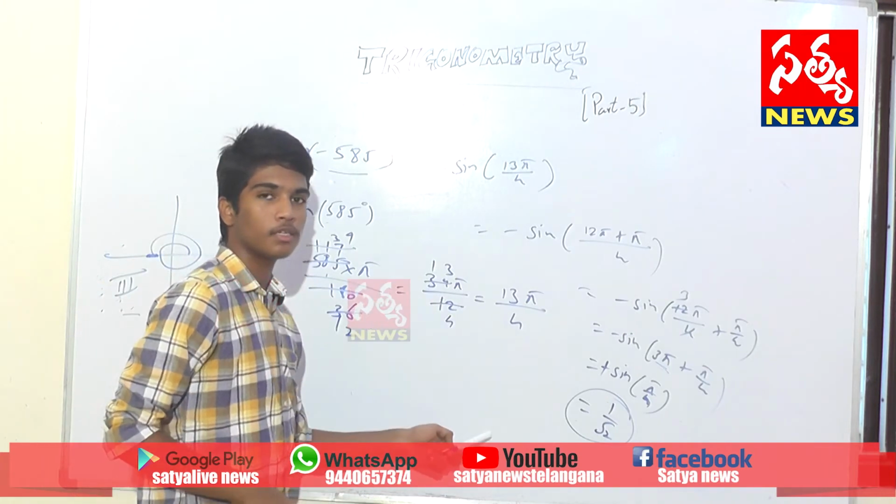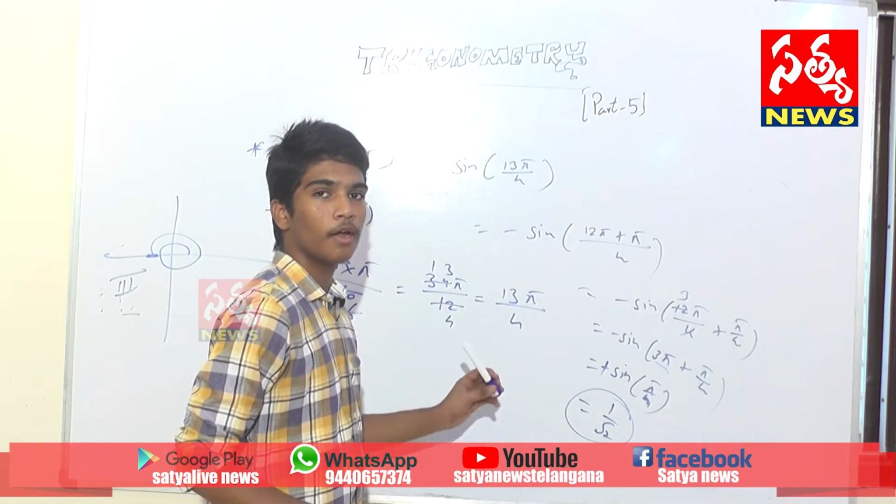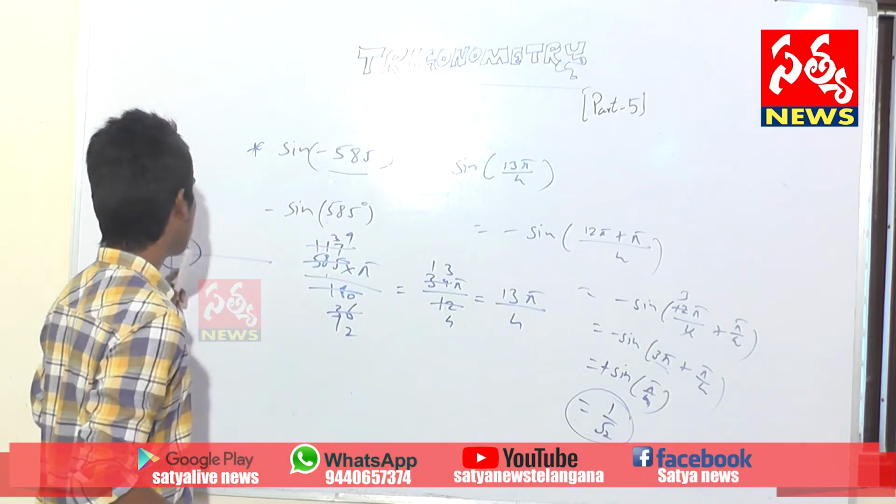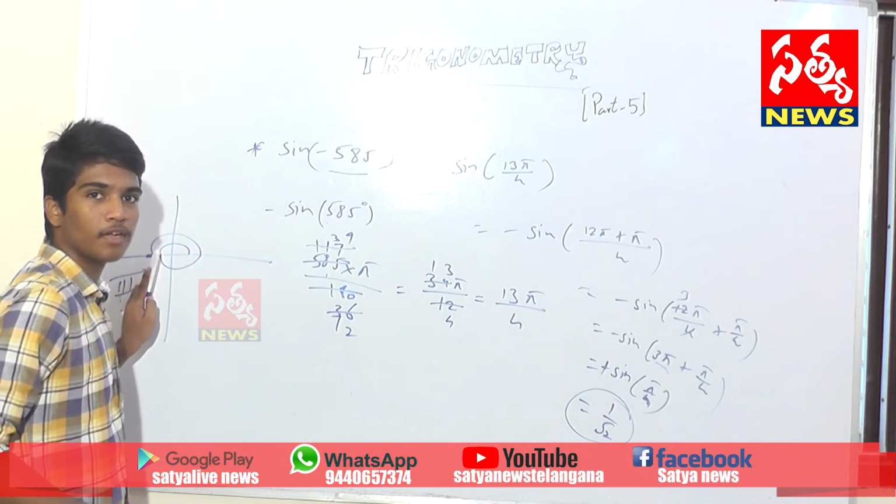We have discussed these kinds of problems in part 3. You can check there. I have given a clear explanation about this graphical representation.